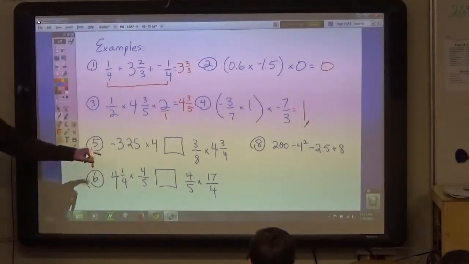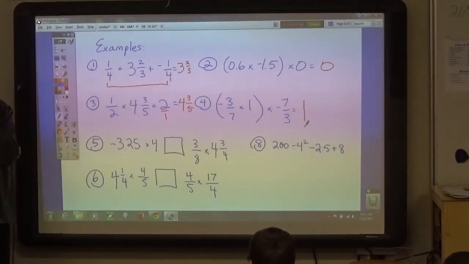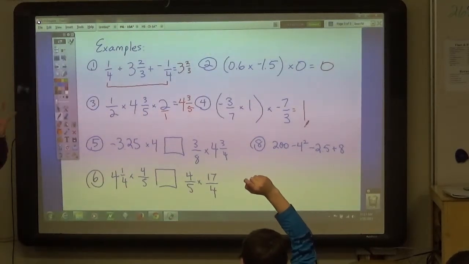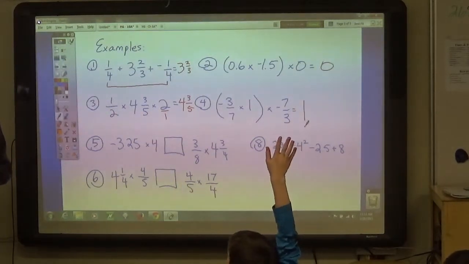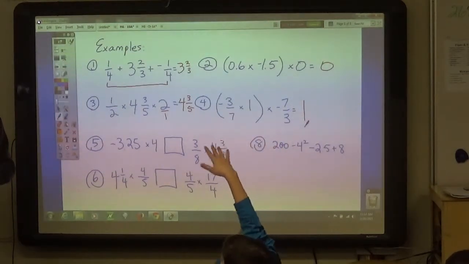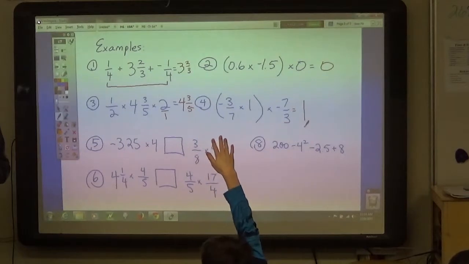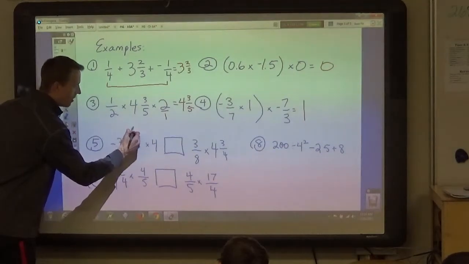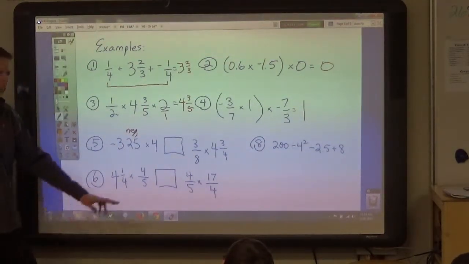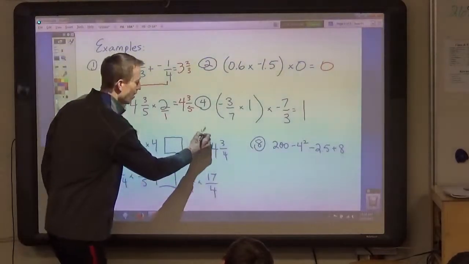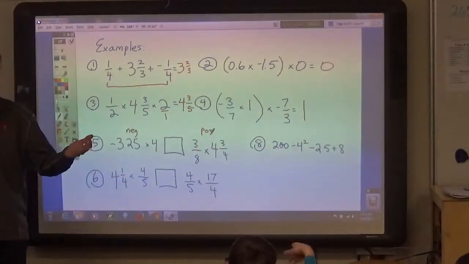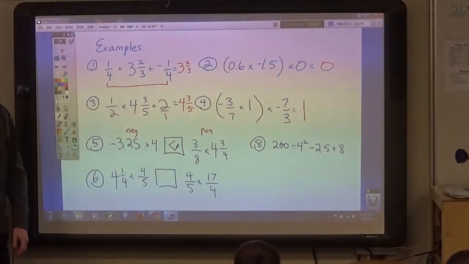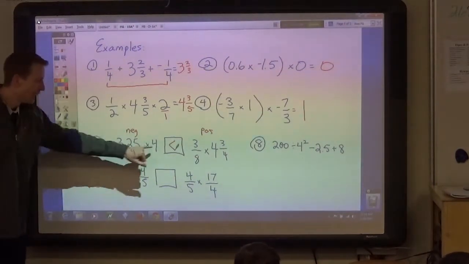How about this one? What can we recognize here that's going to help us to figure this out without even doing the multiplication? Gracie. The first one has 1 negative, so the answer to this is negative. The answer to this one is positive. Which one has to be bigger? The positive has to be bigger. So the left side is less than the right side.